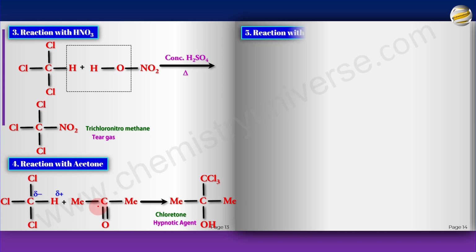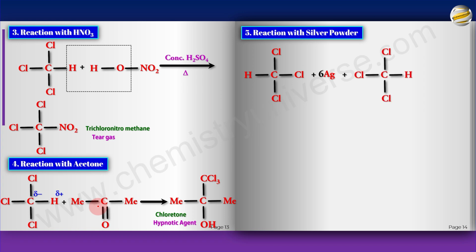Then comes a reaction with silver powder, very important reaction for the preparation of alkynes. Just take chloroform or any trihalide, and you have Ag, then you have another trihalide. You don't have to really worry about the mechanism. Basically what happens is, of course, it looks as if the carbon is also being taken. The carbon is not taken, only the 3 halogens of the 2 carbons are taken with 6 Ag to form 6 AgCl and alkyne.